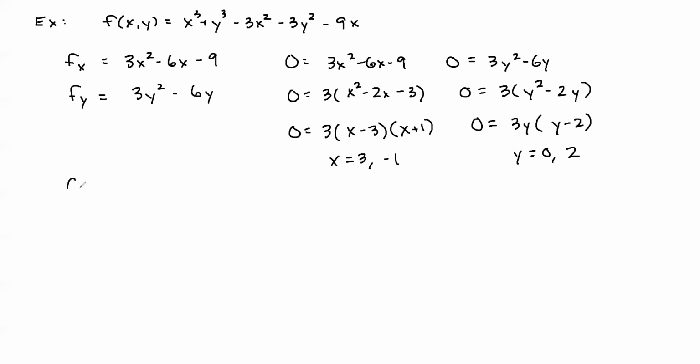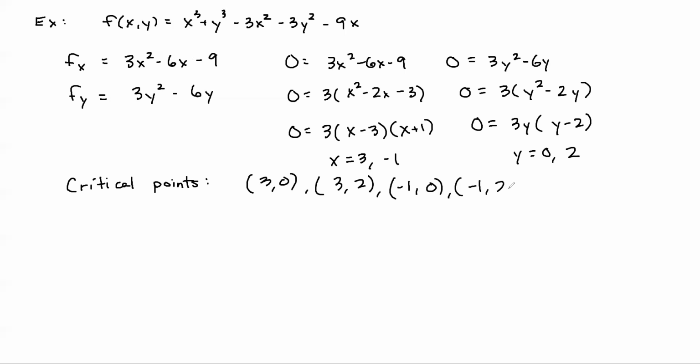So what are our critical points? Well, x could be 3, and you'll get the partial with respect to x will be 0. y could be 0 or y could be 2, and you'll get the partial with respect to y to be 0. So we need to have (3, 0) and (3, 2). And same thing for negative 1, right? So (negative 1, 0) and (negative 1, 2). So you get 4 possible points.